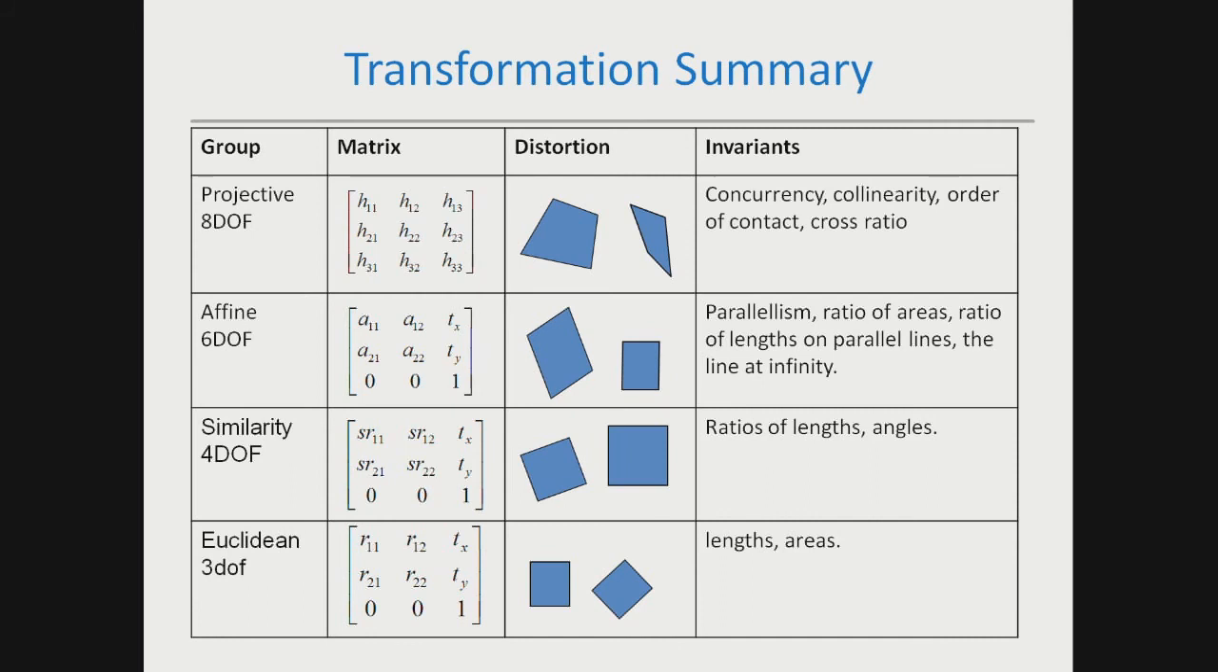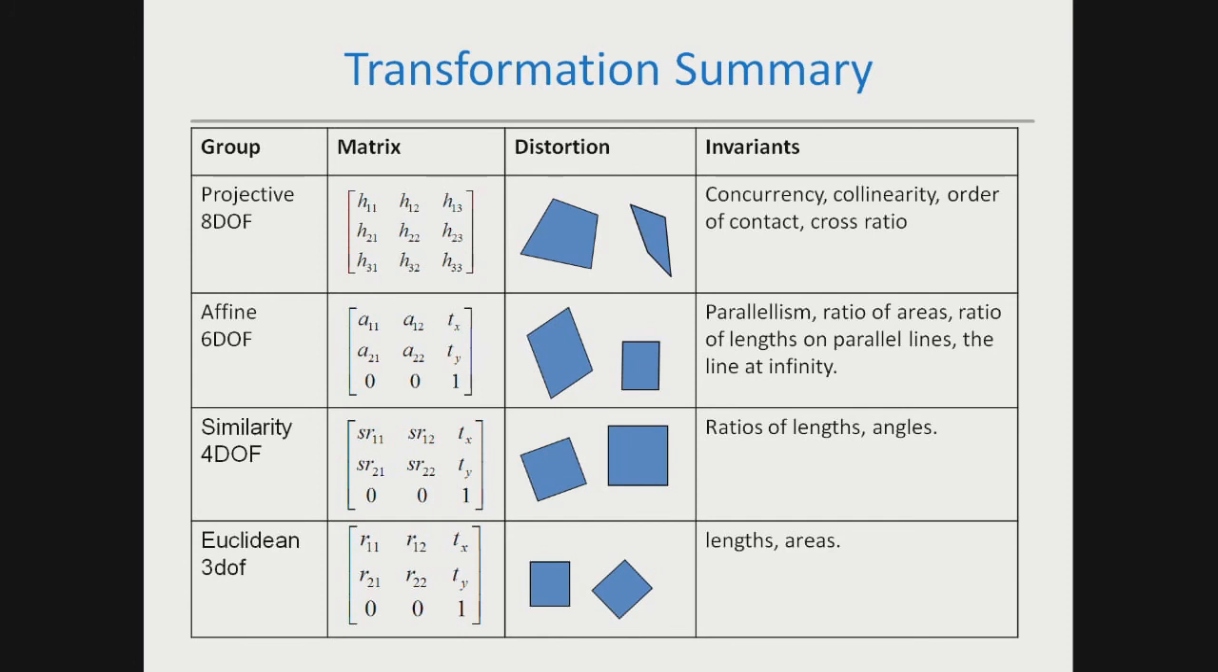Then one level below is the affine transformation, which has 6 degrees of freedom. If this is the source, it allows rotation by 2 angles, because we want the ability to also deform the object, translate, and scale. So we have 6 degrees of freedom. What we preserve here: parallelism is preserved definitely, the ratios of areas, ratios of lengths, and parallel lines.